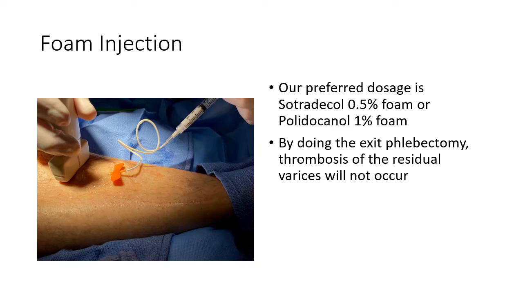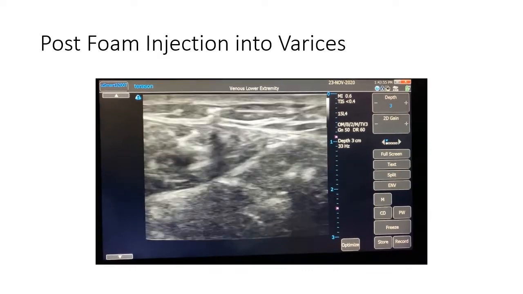By doing the exit phlebectomy, thrombosis of the residual varices will not occur. If you do not do the exit phlebectomy, then in essence you have an area of trapped blood, and thrombosis will occur, and it will take a long time to resolve. You'll have to drain it. You'll get discoloration of the tissue from the hemosiderin deposition. The patient will be uncomfortable. By doing a simple maneuver of exit phlebectomy, you're going to have a much better cosmetic result and a much better postoperative course. Now here's the foam in the varicosities.